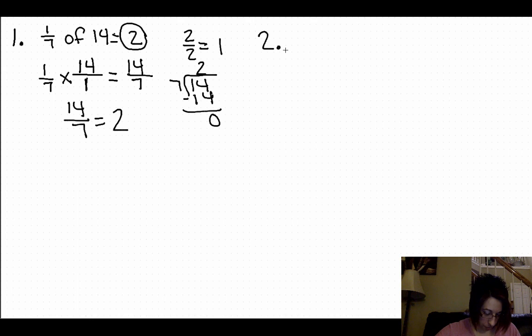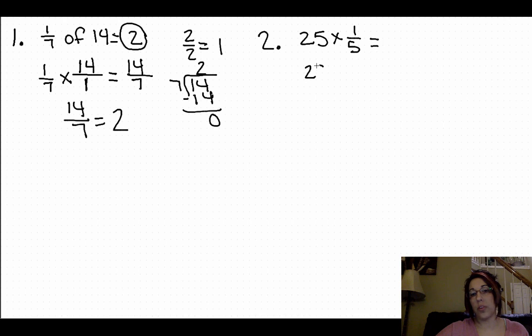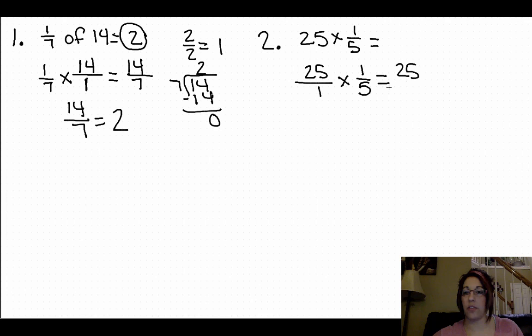Problem number 2, we need to go ahead and find 25 times 1/5. So our first step is we take 25 and make it a fraction. Multiply it by 1/5. I kind of like these ones in here because that makes it easy math. 25 times 1 is 25. 1 times 5 would be 5.